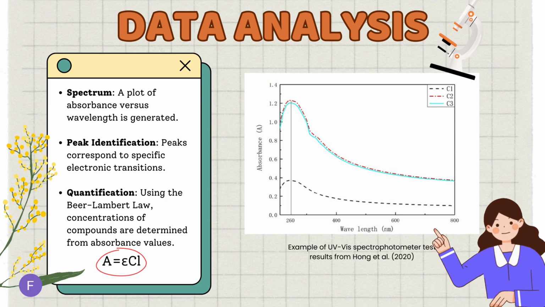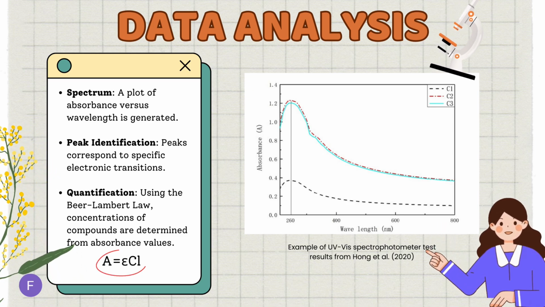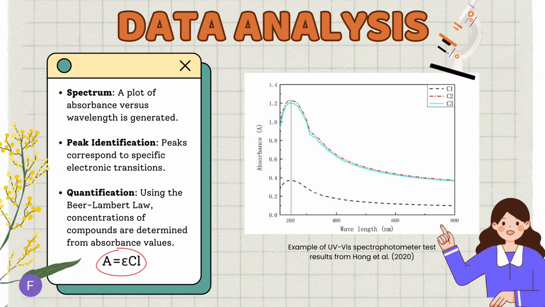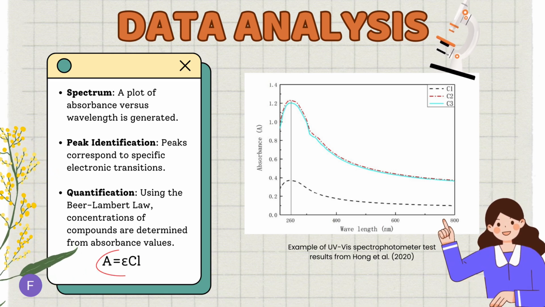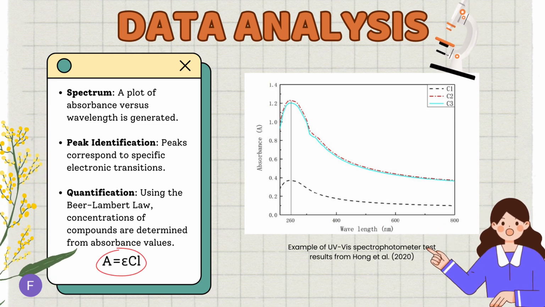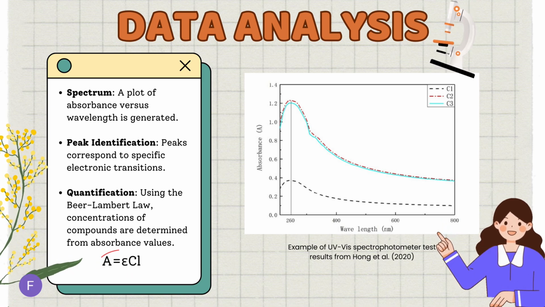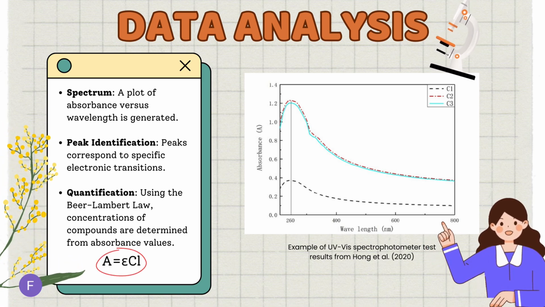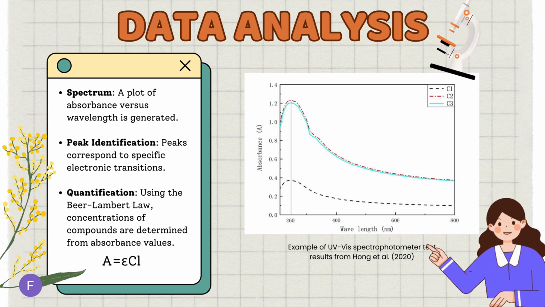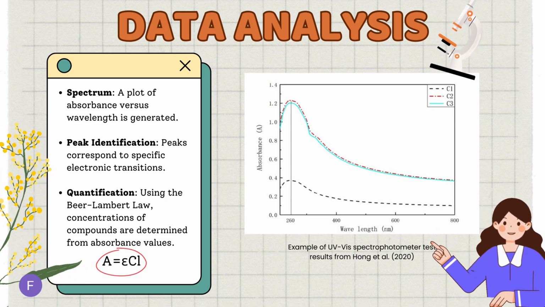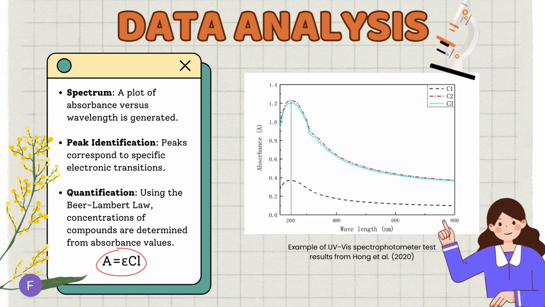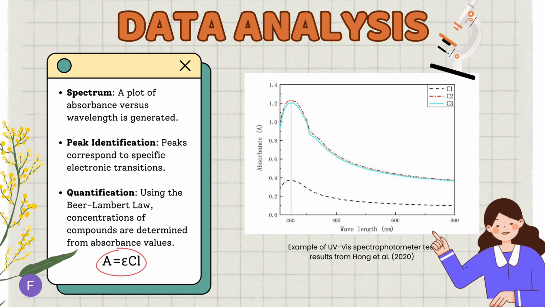Beer-Lambert's law, also known as Beer's law, is a fundamental principle in spectroscopy that relates the absorption of light to the properties of the material through which the light is traveling. The law is typically expressed in the following form, where A is the absorbance, epsilon is the molar absorptivity or molar extinction coefficient, C is the concentration of the absorbing species in the solution, and lastly, L is the path length of the sample cell.